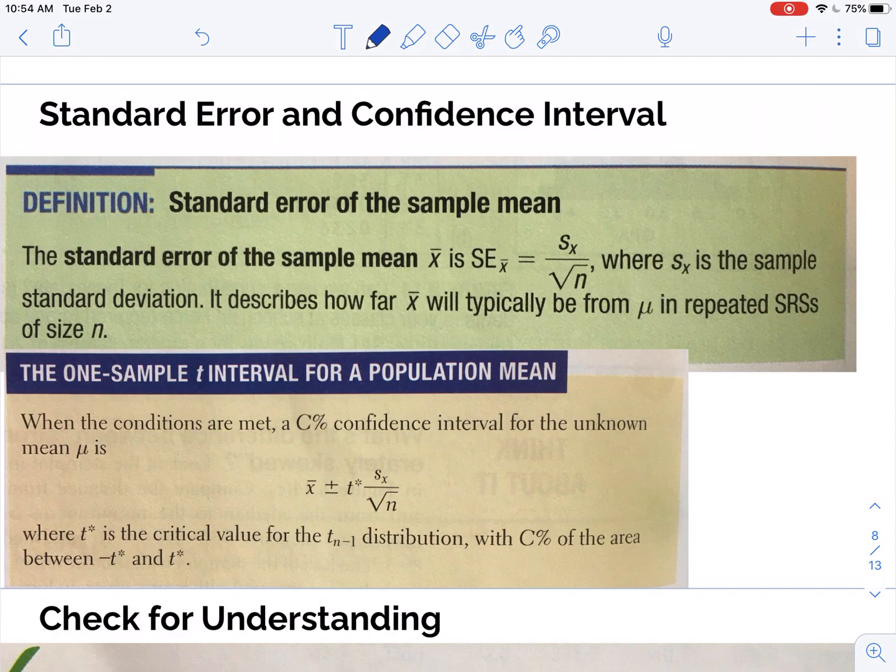Now there's two things here. We've got our standard error. Standard error of a sample mean is that standard deviation formula for a sampling distribution, but we're going to replace that population standard deviation of sigma with our sample standard deviation S of x.